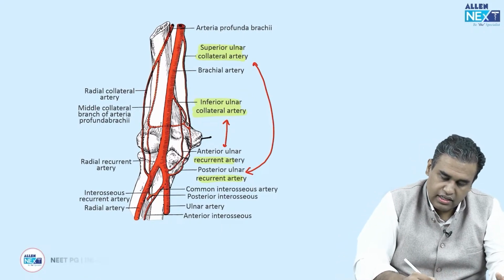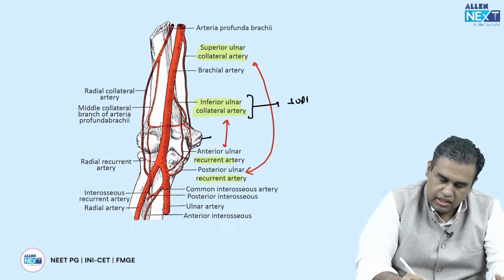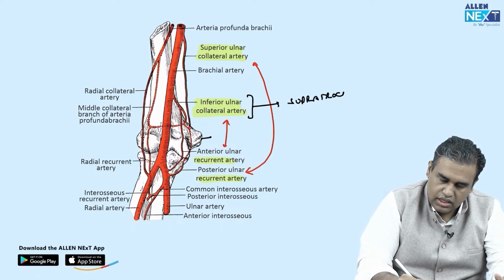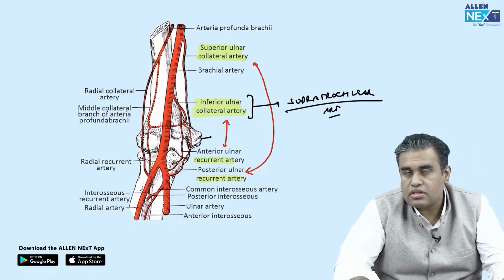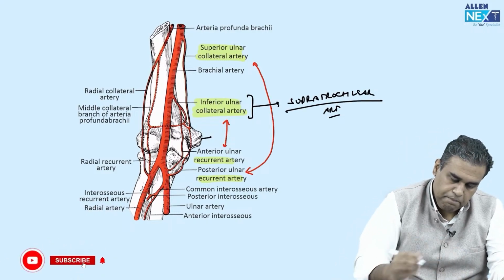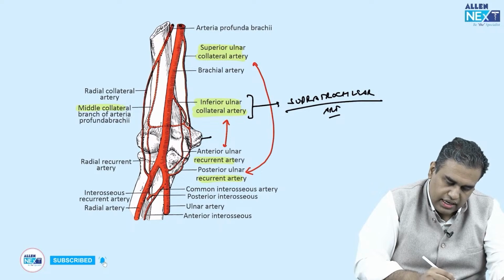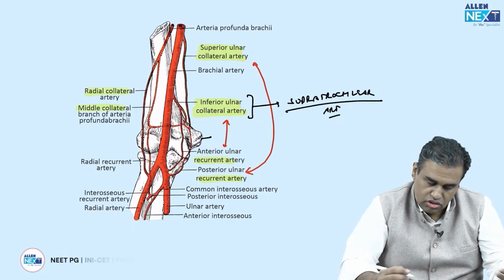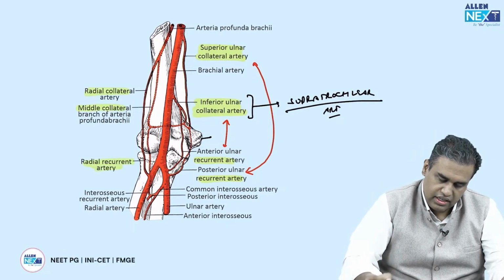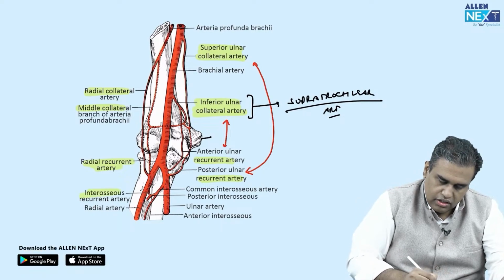That is why this artery is also known as supratrochlear artery. एक ये और नोट कर लीजिए, supratrochlear artery, because it lies just above the trochlea of the humerus से बोलते हैं. अब आ जाओ लेटरल साइड में. लेटरल साइड में you have a middle collateral and a radial collateral. जाहिर सी बात है, radial collateral will meet with the radial recurrent और middle collateral will meet with interosseous recurrent.